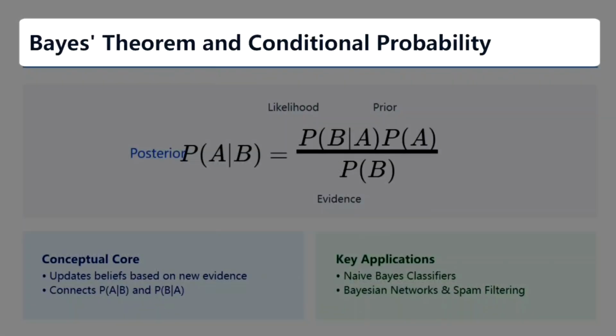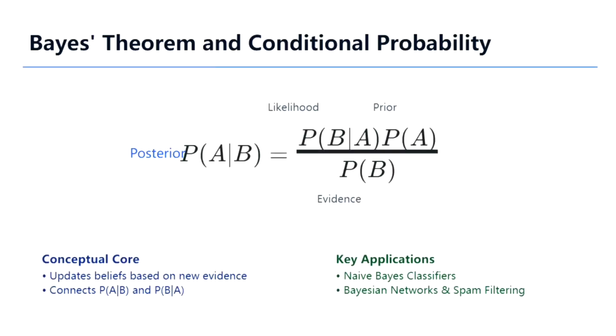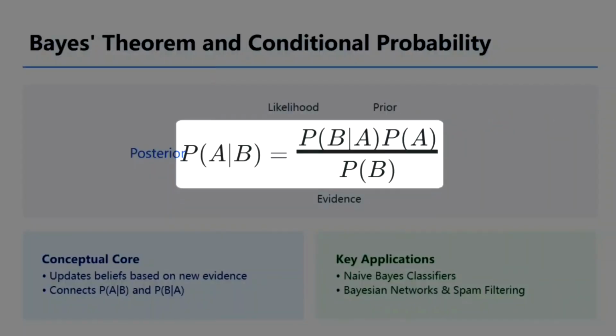Building on our discussion of random variables, we now arrive at one of the most influential concepts in artificial intelligence, Bayes' theorem. This theorem provides a rigorous mathematical framework for updating our beliefs based on new evidence. Take a look at the formula here.